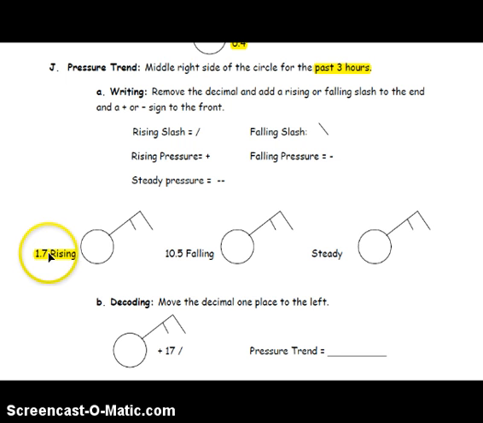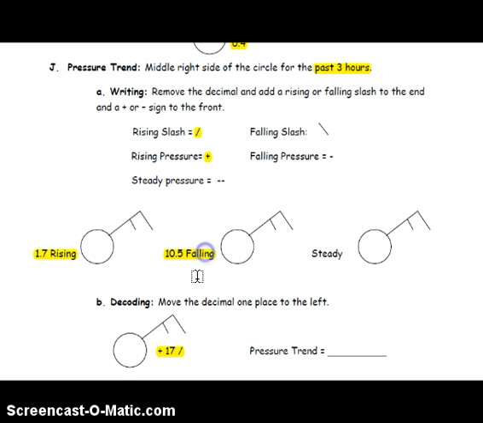So what we would do is, since it's rising, we would need to use the plus sign, okay? So right here we would write plus, and then we are going to write the value by removing the decimal, okay? So that sometimes is a little strange, but you're going to write plus, and then we're going to remove the decimal, so that would be 17. And then we have to add in the slash, which is the rising slash. So we should have what you see down here for this example, plus 17 and rising, okay?